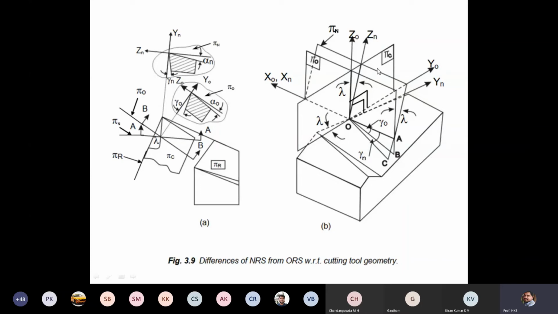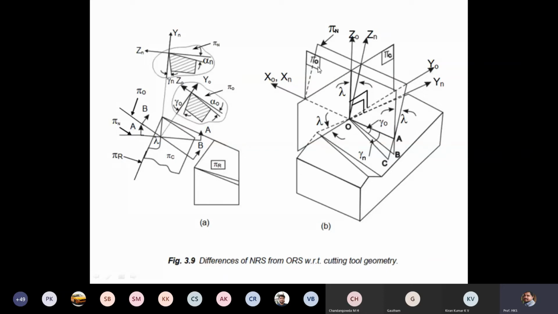Okay, but if you consider the normal plane, this normal plane is perpendicular to the major cutting edge of the tool. That is indicated here, this one. Normal rake system means you are tilting this vertical plane, the orthogonal plane, by an angle lambda such that this normal plane will be perpendicular to the major cutting edge of the tool. So you are tilting this plane such that it makes an angle of 90 degrees with the major cutting edge. Okay, so this is about the normal plane and normal rake system.